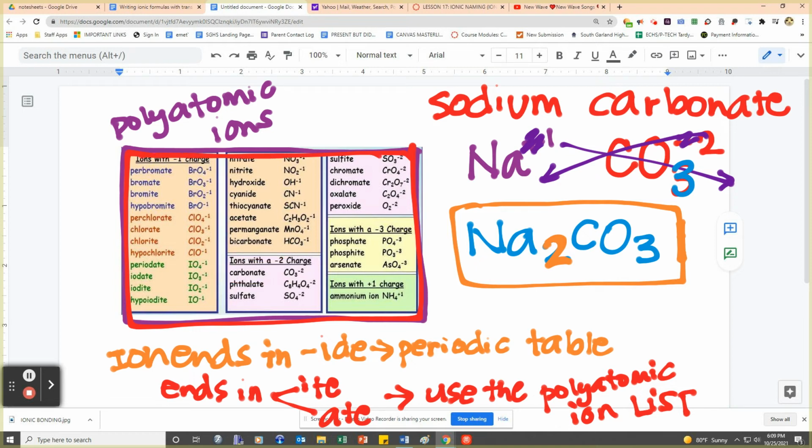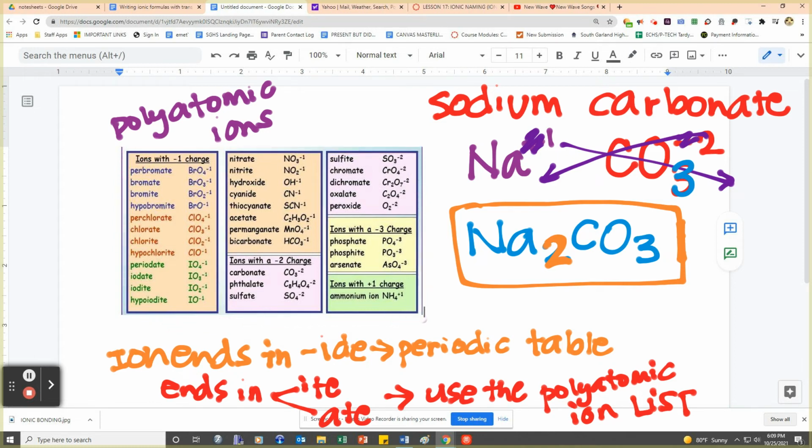Okay, let me erase this. Who are exempted from this rule? Well, there's two of them. It's cyanide. You see it? It ends in IDE, but it's in this list. And the other one is peroxide. It also ends in IDE, but it's on the list. So those are the only two exemptions to the rule. You got it?